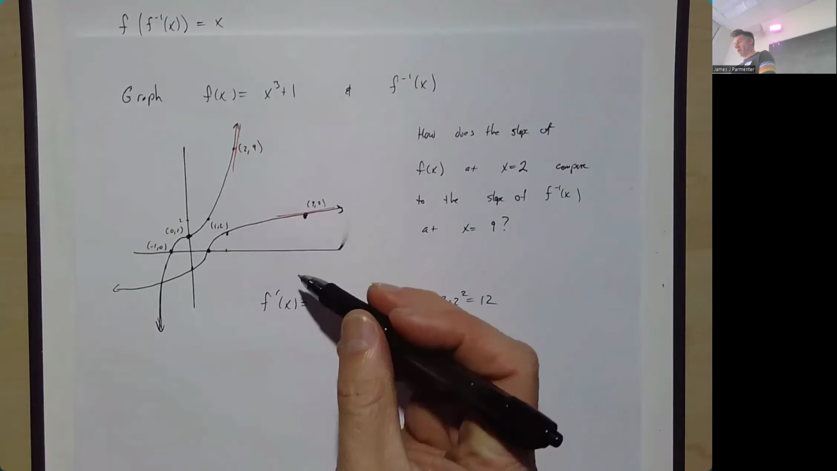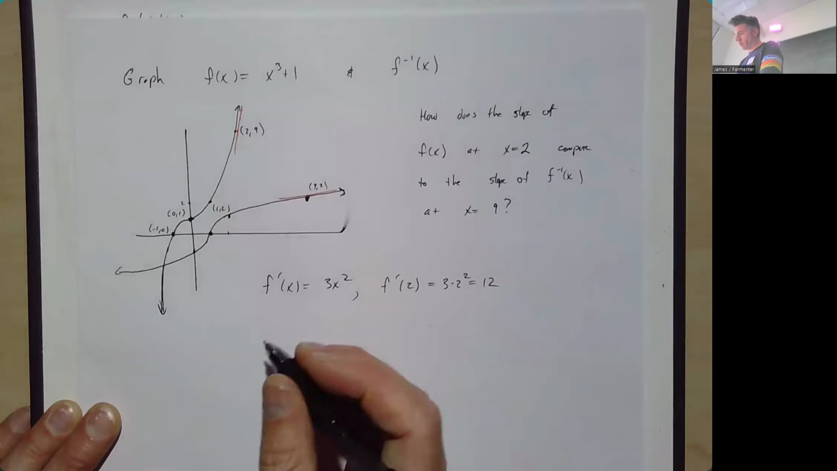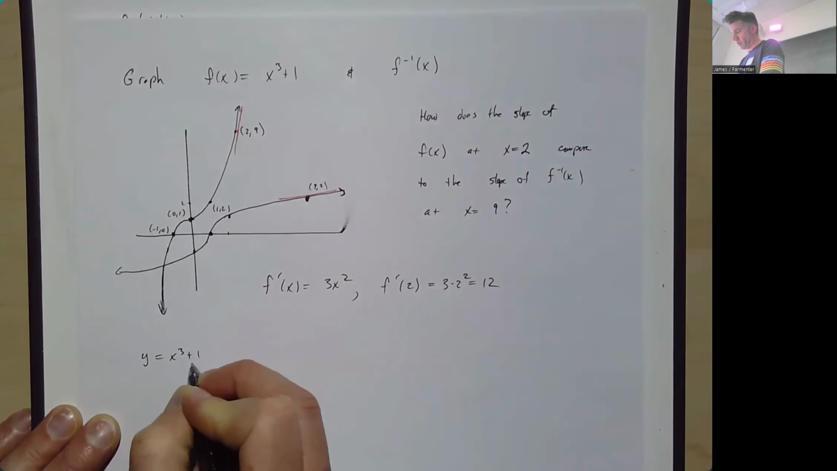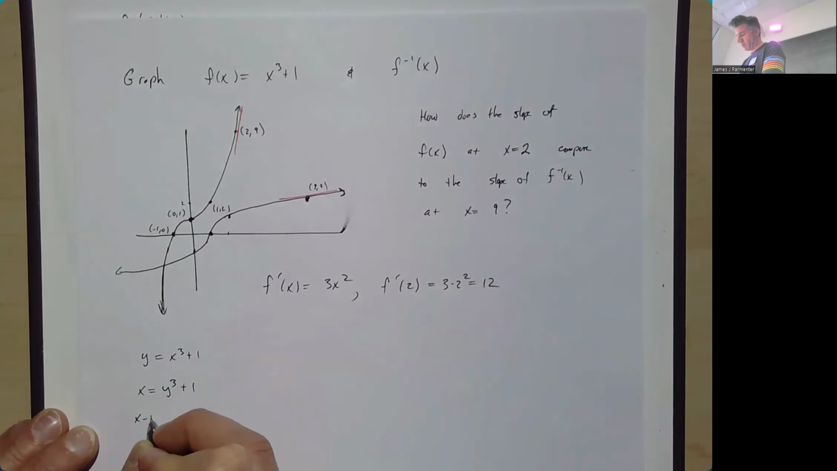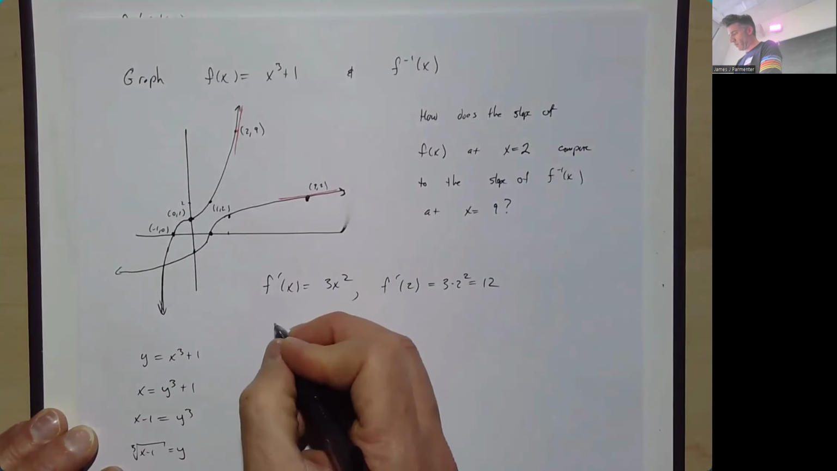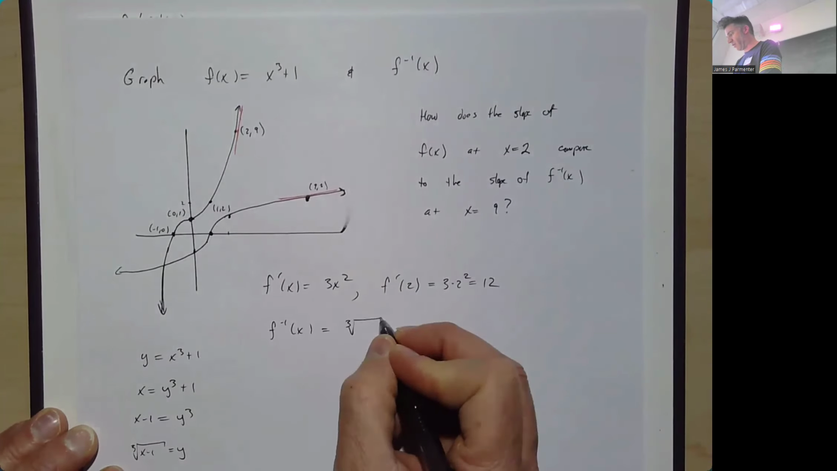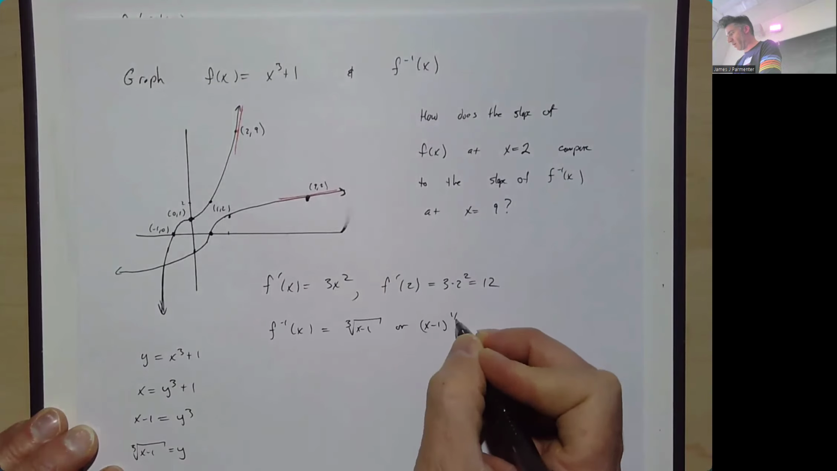To find the answer to the other question, I guess I better actually find the inverse function. So we find the inverse function. I'm going to start with y equal to x cubed plus 1. I'm going to interchange and solve for y. x minus 1 is y cubed, and the cube root of x minus 1 is equal to y. So my inverse function is the cube root of x minus 1, or if you prefer, x minus 1 to the 1/3 power.